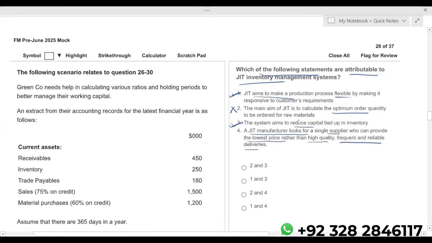There's something correct, something wrong. A JIT manufacturer looks for a single supplier, that makes sense. Actually, a supplier who can provide high quality products, frequent and reliable deliveries; low prices, you have written wrong. Now listen, when I'm going to rely on a supplier who is going to give me good quality, I need high quality products, not low quality. Technically JIT is not possible without having a reliable supplier. Number one.